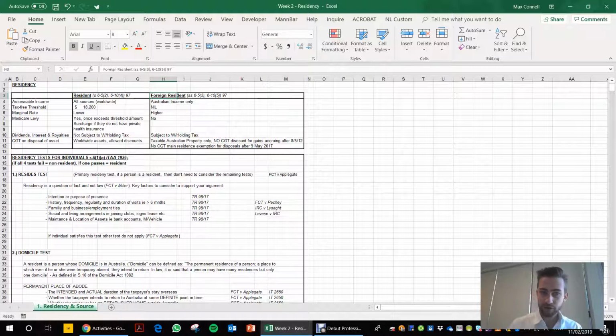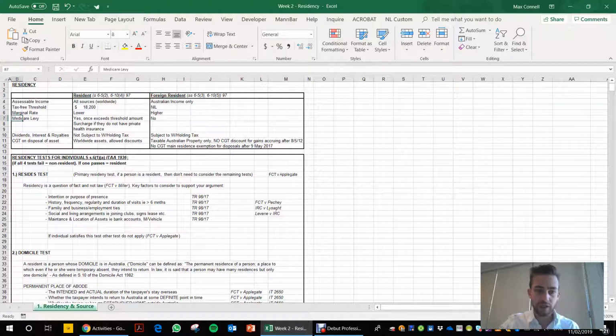Now, for the tax-free threshold, this is one of the few benefits that tax residents do get: if you're under the lowest tax threshold, you don't have to pay any tax on that component of your marginal tax rate. So for Australians, they get a tax-free threshold currently of $18,200, whereas foreign residents do not get that benefit. They have to pay tax on all of their income. They also have a slightly different marginal rate, as you can see here.